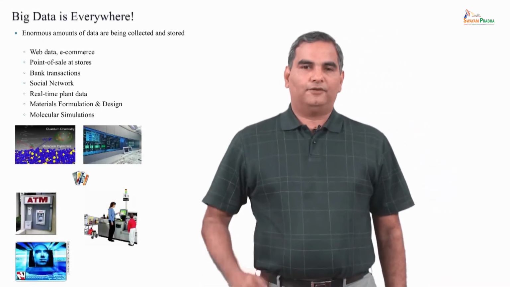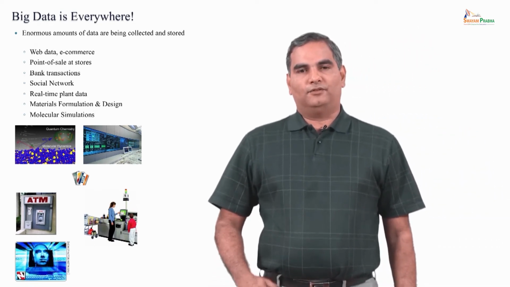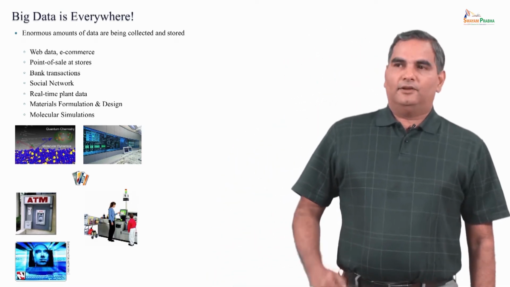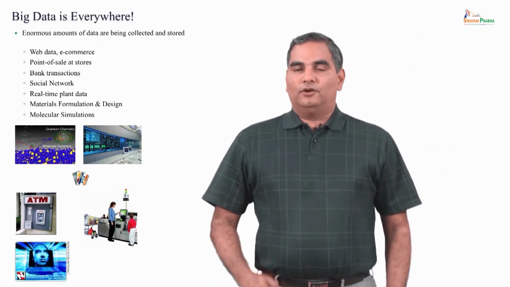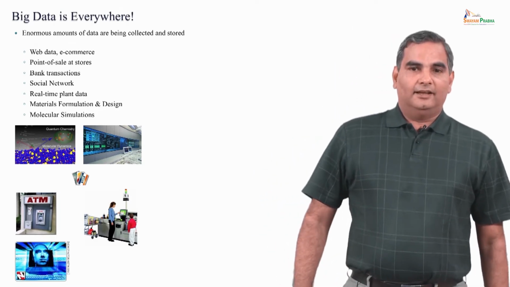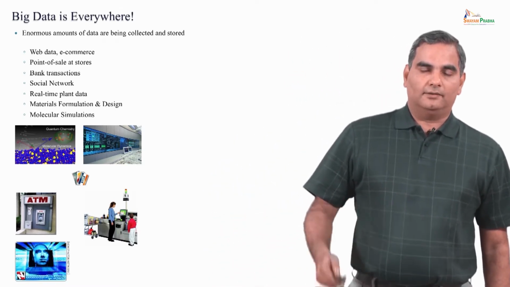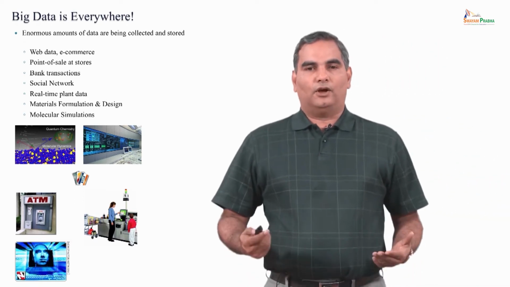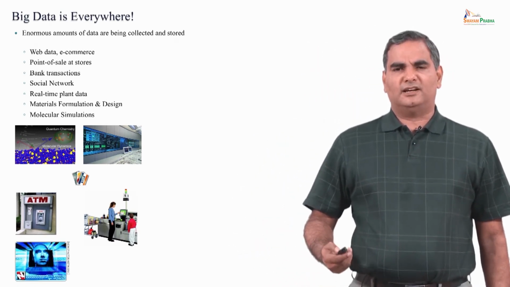Now you might ask, does all this matter? Why is everyone interested in big data now? As you can see, big data is everywhere. Every time you go to the web and do something, that data is collected. Every time you buy something from one of the web retailers, your data is collected. Whenever you go to a store, data is collected at point of sale. When you do bank transactions, that data is there. When you go to social networks, Facebook, Twitter, that data is collected. Now these are more social data, but the same thing is starting to happen with real engineering plants. Real-time data is collected from plants all over the world. Not only these, if you are doing much more sophisticated simulation, molecular simulations which generate tons of data, that is also collected and stored. So the point is that there is so much data of variety that is available.